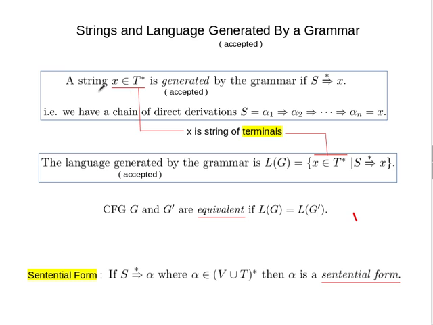So then we say that a string X over terminals is generated by a grammar if we can derive X from S. As I said in the previous slide, this means that there is a chain of direct derivations starting from S and ending in this X, and this X, this is important, is a string of terminals. It does not involve any variable, right? And it starts with this S. So then we say that this string is generated by the grammar.